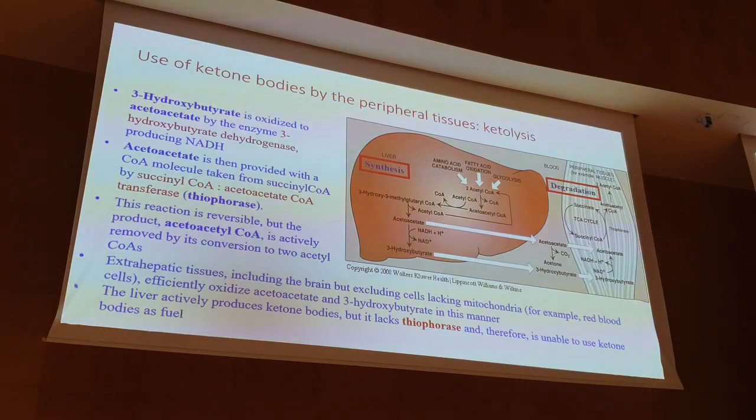Now, you may ask, why doesn't the liver use ketone bodies? Because the liver does not have this enzyme. Only the brain and the muscle cells have these enzymes. So liver cells are free of thiophorase, therefore they will not be able to use ketone bodies to break down acetoacetate and so on.